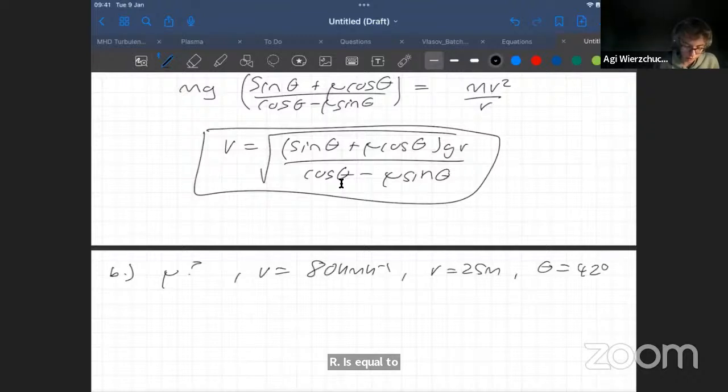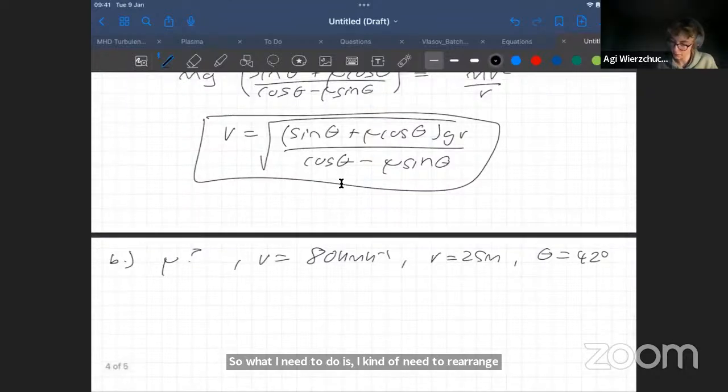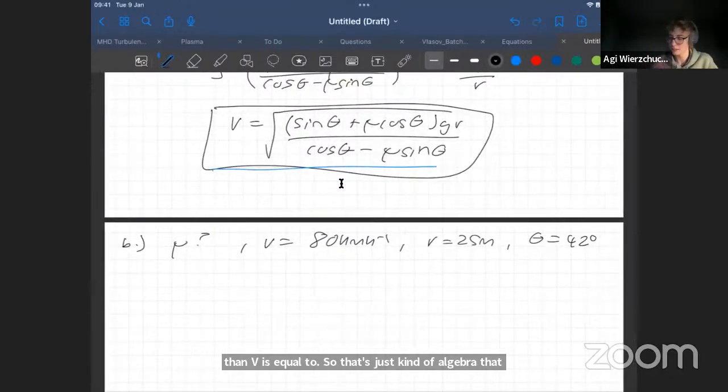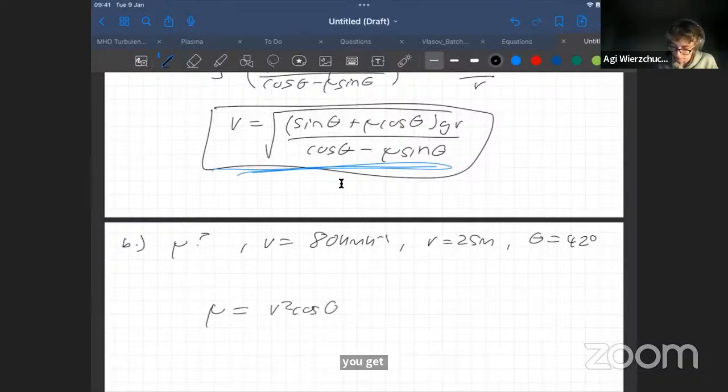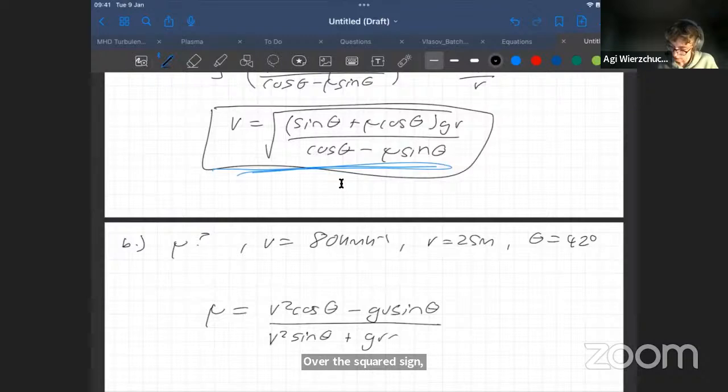So what I need to do is rearrange the formula that I have above to get mu is equal to rather than v is equal to. That's just algebra that I'm not going to go through because there's no physics in it. You just have to rearrange this formula so that you get mu is equal to something. And I get that mu is equal to v squared cos theta minus gr sine theta over v squared sine theta plus gr cos theta.